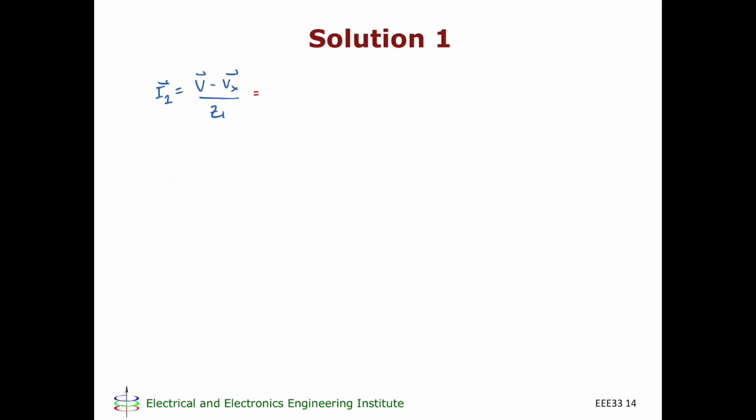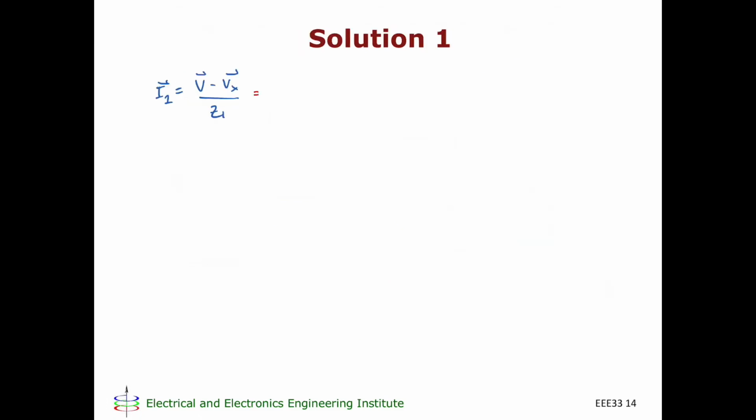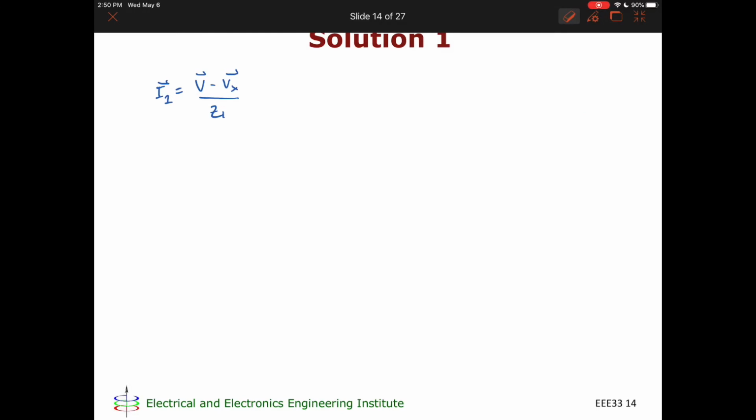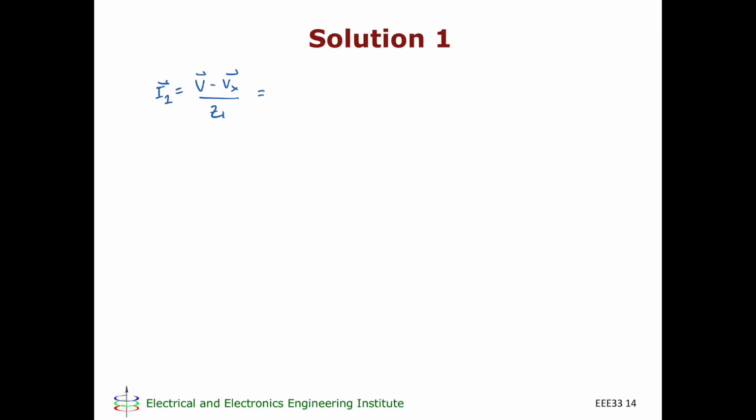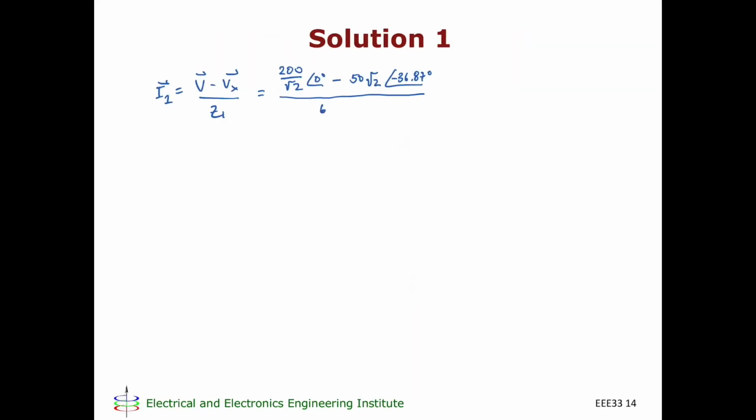So this is, what is V? V is 200 over the square root of 2 at an angle 0. So this is 200 over the square root of 2 at an angle 0 degrees minus Vx, which is 50 times the square root of 2 at an angle minus 36.87 degrees over Z1, which is 6 plus j12. And through your calculators, that will come out 7.071 at an angle minus 36.87 degrees amperes.